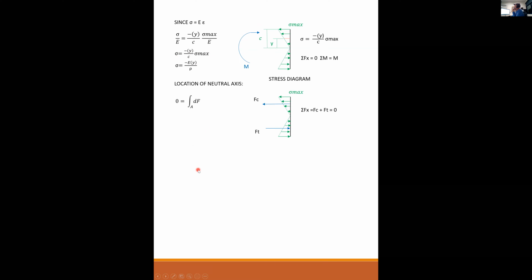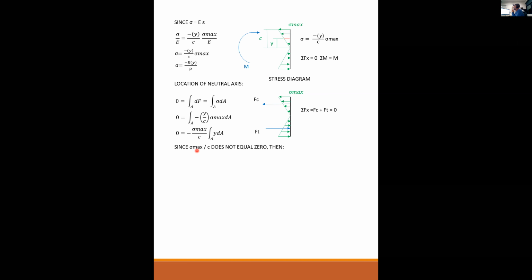And then we found the location of the neutral axis. If you integrate over the area, then all the forces have to equal zero. So the forces are equal to the stress times the area. If you integrate all the stresses over the whole area, that's equal to zero. And the stress is equal to minus y over c times sigma max, which is here. And I can pull the constants out front.